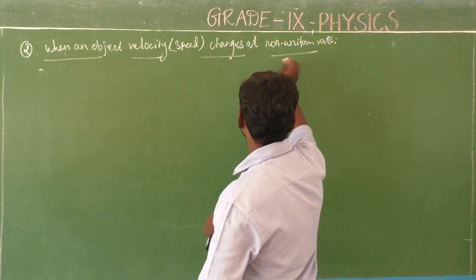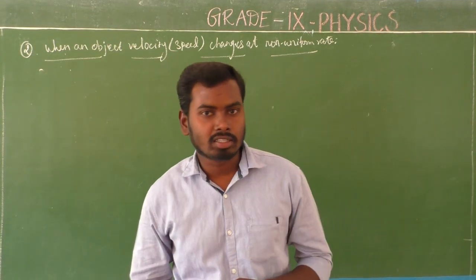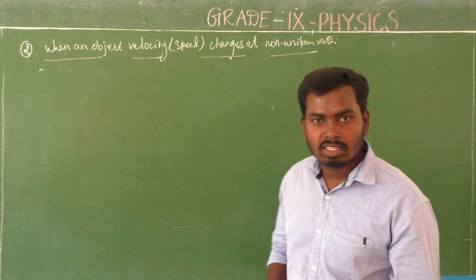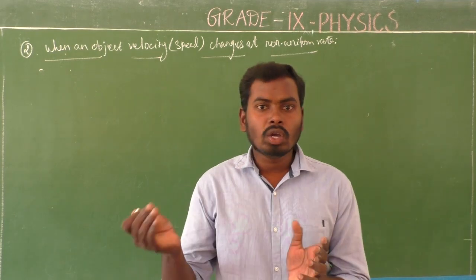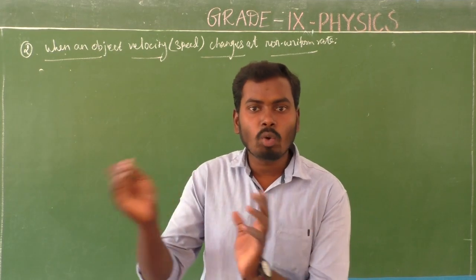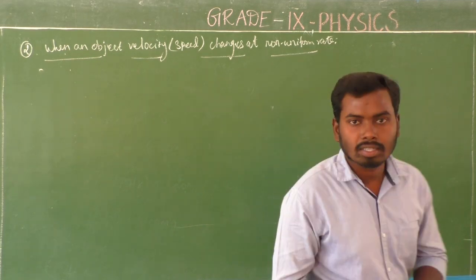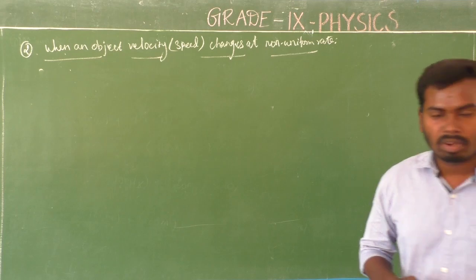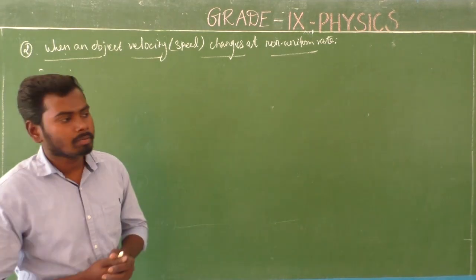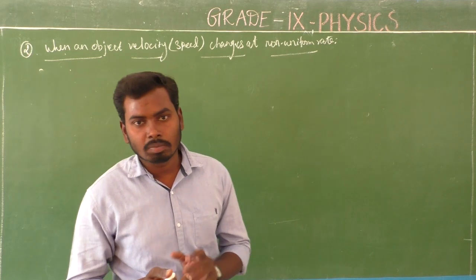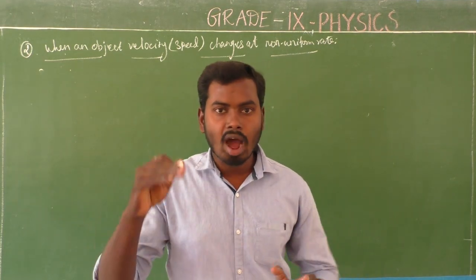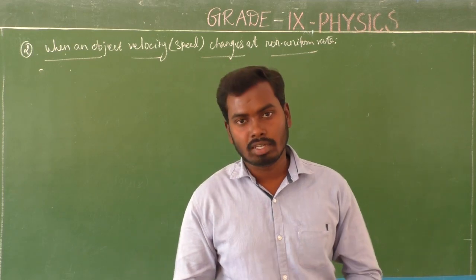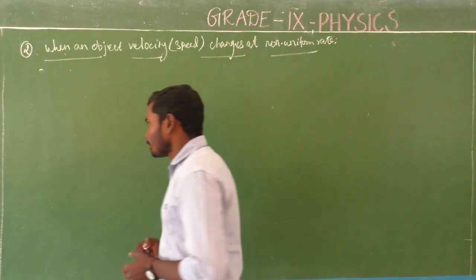What is non-uniform rate, sir? Actually, what is non-uniform velocity? Is it clear? So whenever the velocity of the object changes by unequal amounts in equal intervals of time, that is called non-uniform velocity. We have already seen it clearly in the previous video class. So what is non-uniform velocity? Whenever the velocity of the object changes by unequal amounts in equal intervals of time, we can say the object is at non-uniform velocity. Is that clear? Yes.